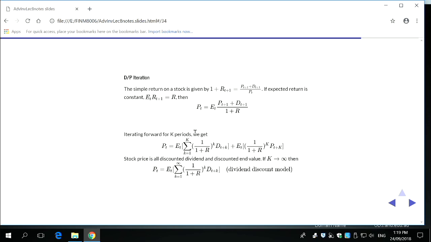Iterate this forward, meaning you plug in this definition for P(t+1) again in here. So P(t+1) equals expected P(t+2) plus D(t+2) divided by R. Then for P(t+2), you need to use this formula again. So you use this formula again and again. You have two components. One component is just the discounted dividends. The other component is the end price, discounted from a really, really distant future.